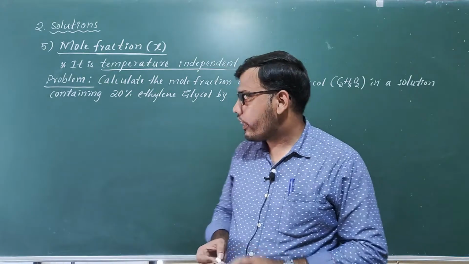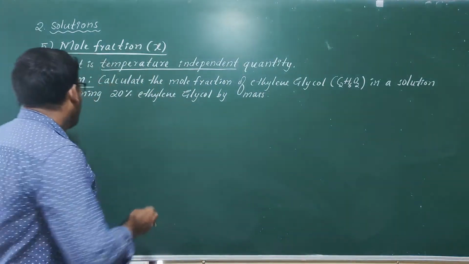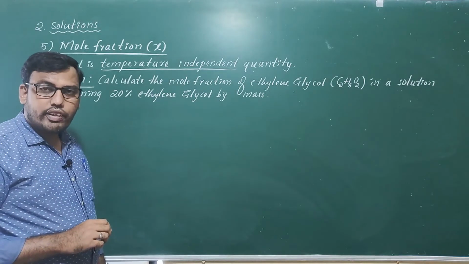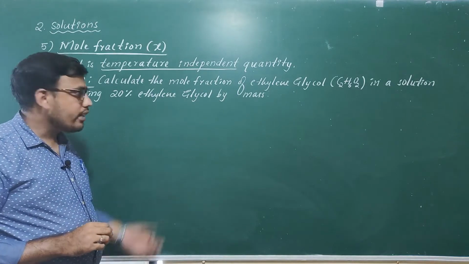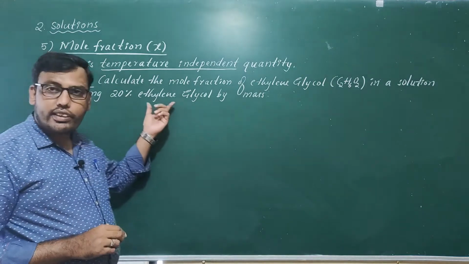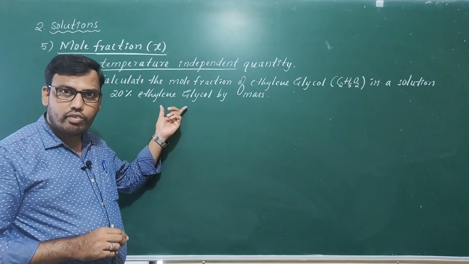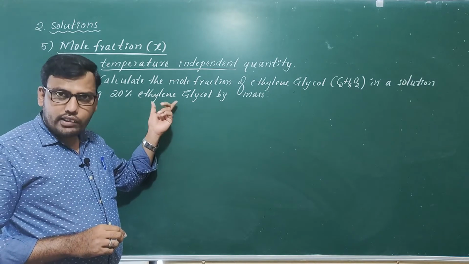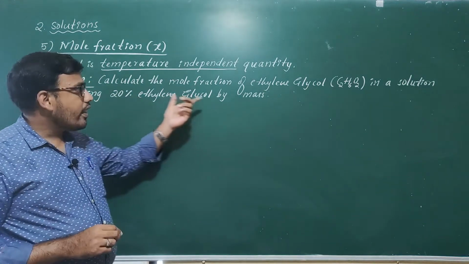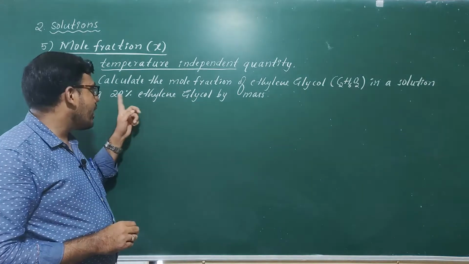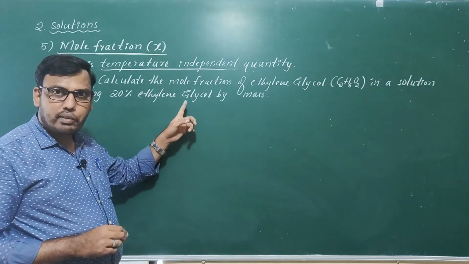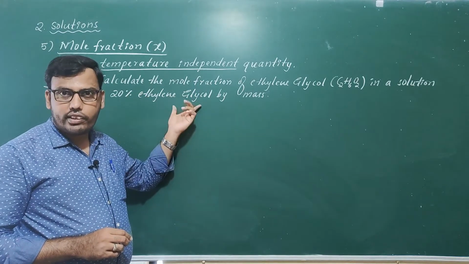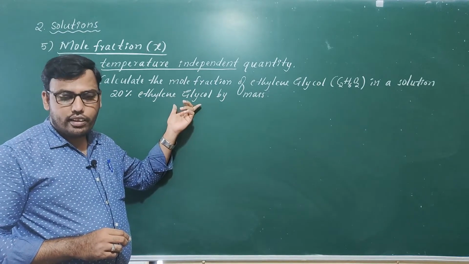So here is the sentence. First you need to understand this one. 20% ethylene glycol by mass means the mass percentage of ethylene glycol is given. I have already told you while discussing mass percentage, 20% ethylene glycol by mass means 20 grams of ethylene glycol is present in 80 grams of water. That is the meaning of this sentence. First you need to understand that one.